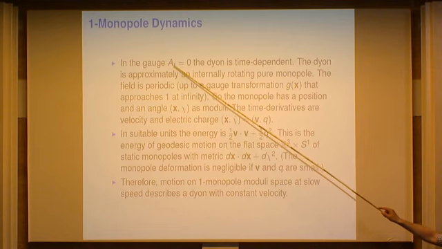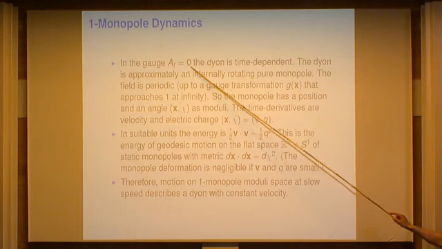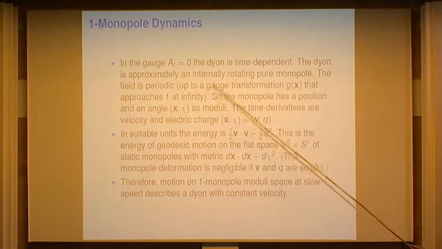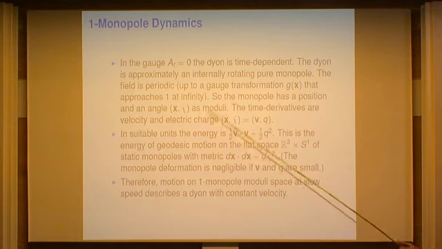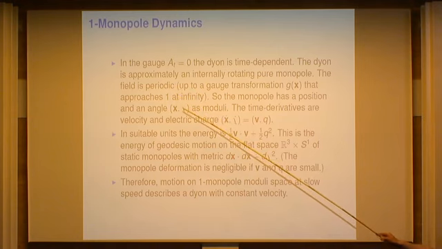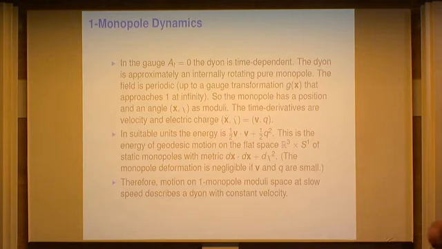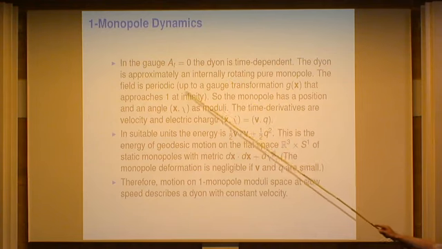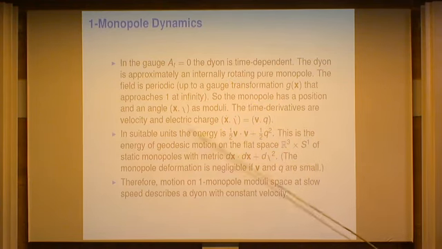It's important to think about the gauge where A_T is 0, so you have to do a gauge transformation to do that. And now the dion is time dependent. The dion is approximately an internally rotating pure monopole, internally because the various gauge components of the gauge potential are changing harmonically with time, moving circularly with time. And so the field is periodic. There's a definite period, which increases as the electric charge gets smaller. And the field is periodic in this gauge, actually periodic up to a localized gauge transformation.